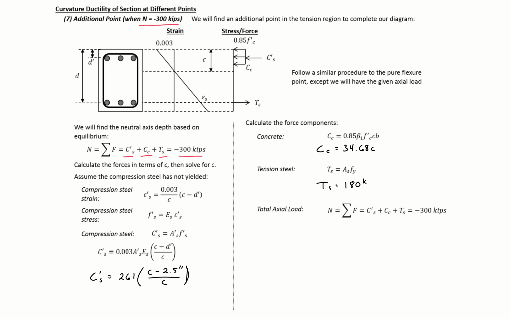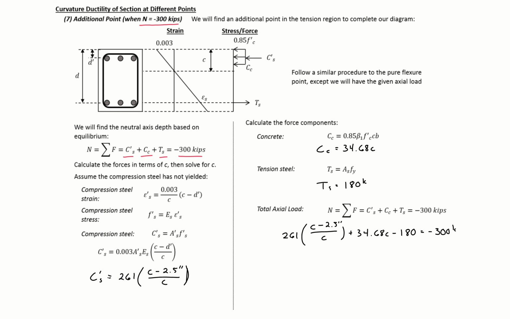So then we can plug all these into our total axial force expression, and we'll get 261 times (c minus 2.5) divided by c, plus 34.68 times c, minus 180 is going to equal negative 300 kips.